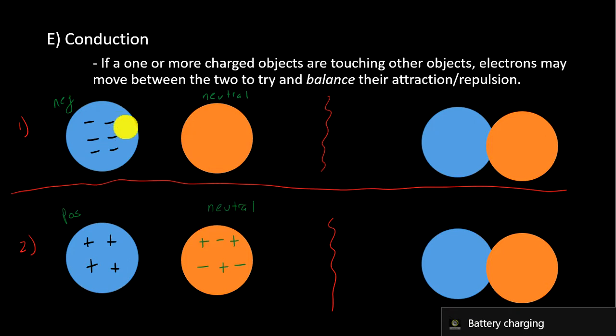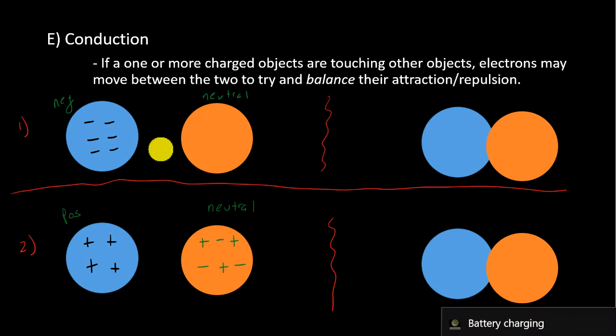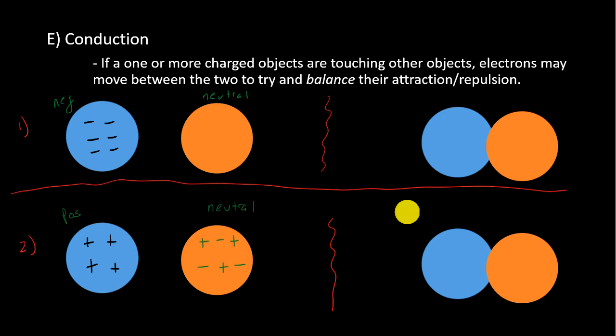Conduction. Conduction is saying if I have something that's charged and it's touching something else, and it could be neutral or it could be charged as well, charges might move across to balance themselves out. So I have 2 objects, and then I'm going to bring them together. And we're going to look at how charges might rearrange themselves. And I have 2 different examples.